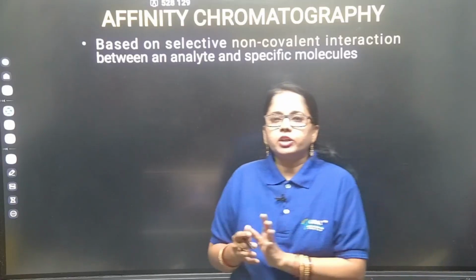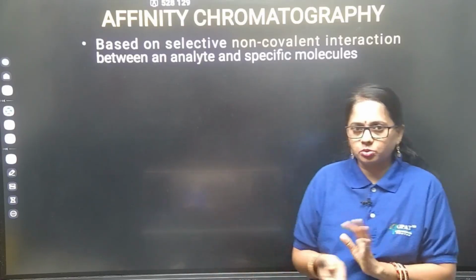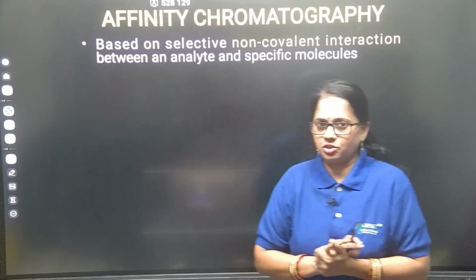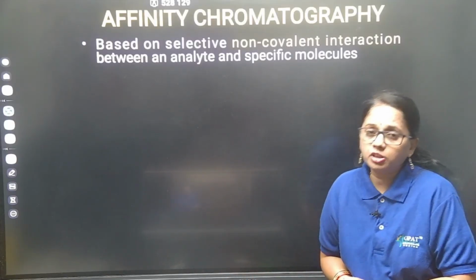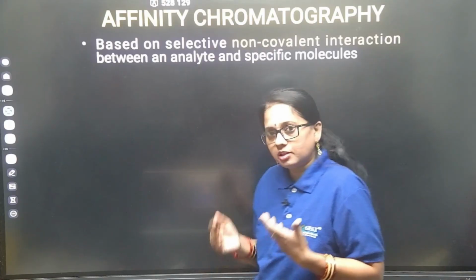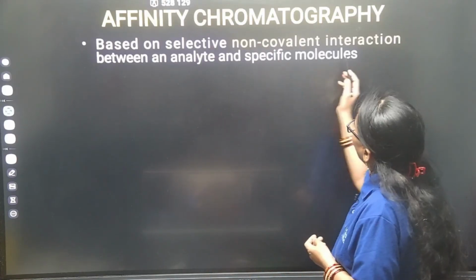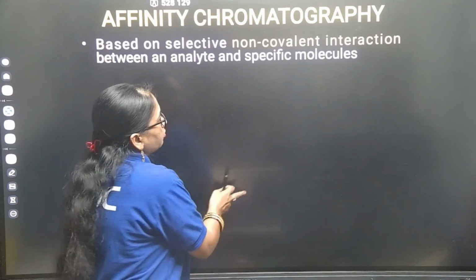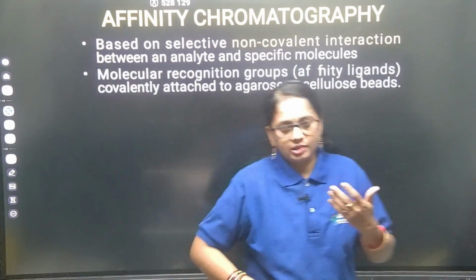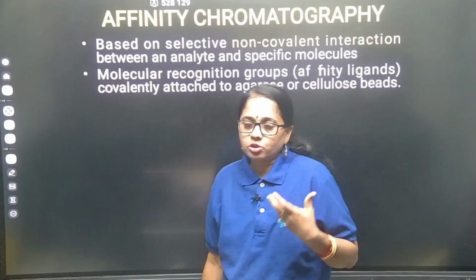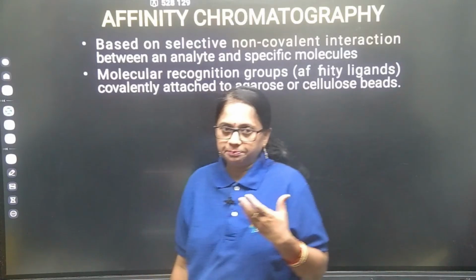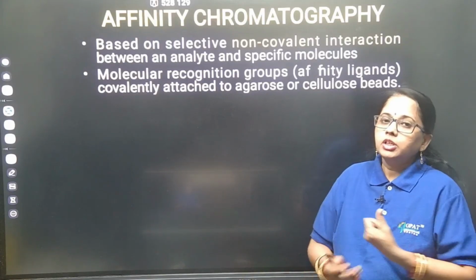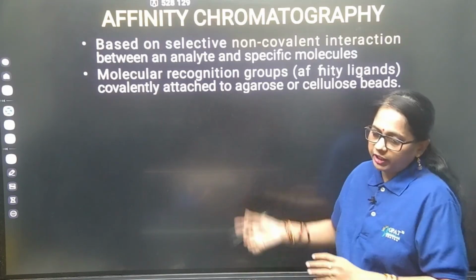Whereas in liquid chromatography and gas chromatography, partitions take place, and in adsorption the analyte is entirely adsorbed on the surface of the stationary phase. This affinity chromatography is entirely different. Here the interactions are non-covalent interactions between the analyte and specific molecules. What are those molecules? Immobilized ligands. Most of the enzyme linked immunoassay methods that we find are called affinity chromatography methods.